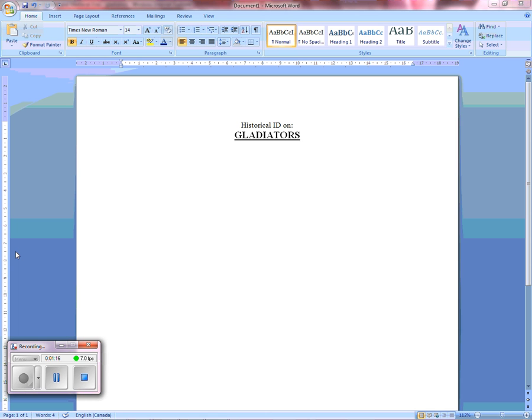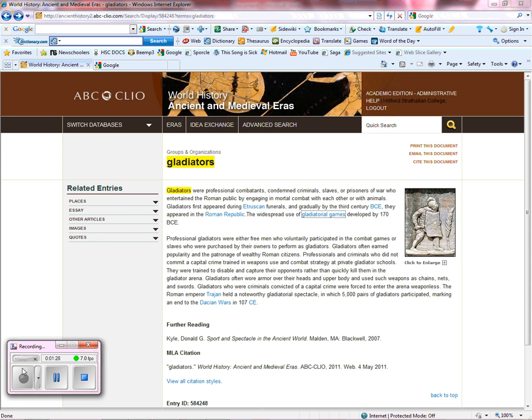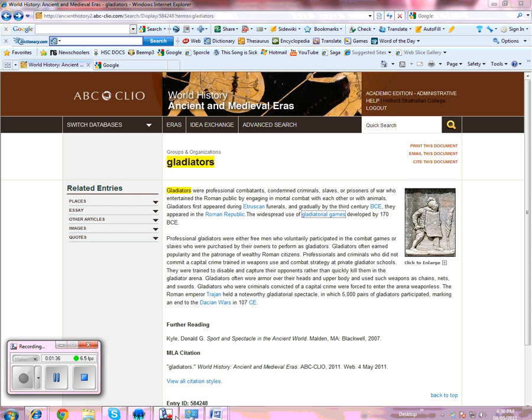So I opened a new document titled Historical ID on Gladiators, and I have a little bit of my information in my head. I know a couple of the facts that I can start with. The first thing I read in this article was the first sentence, and luckily enough, this sentence basically was what the first thing on my historical ID needed to be.